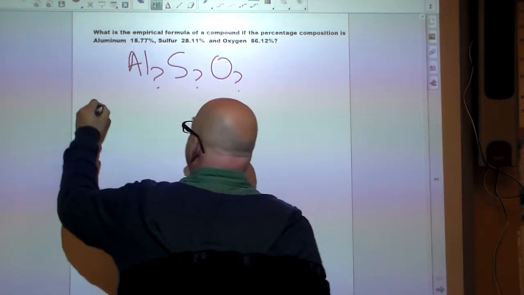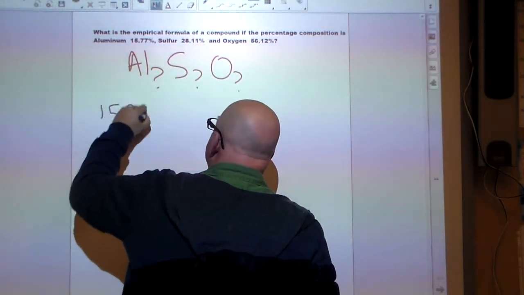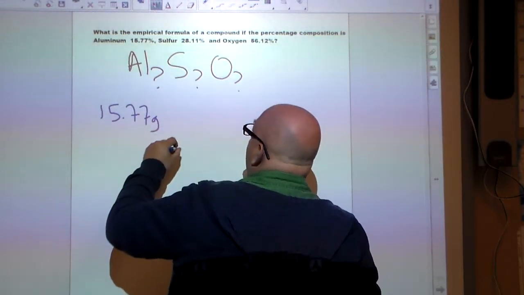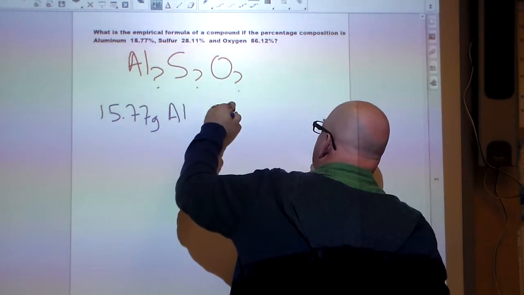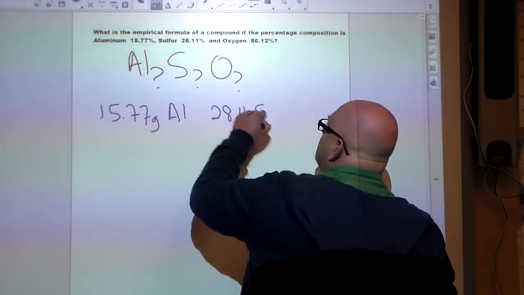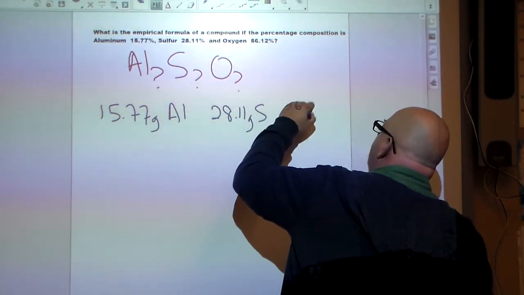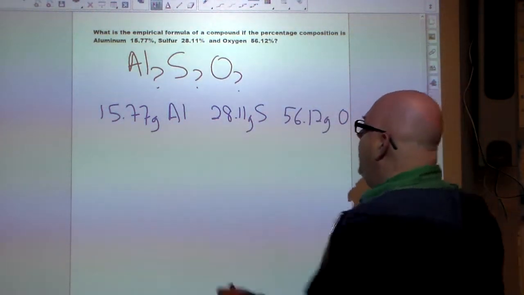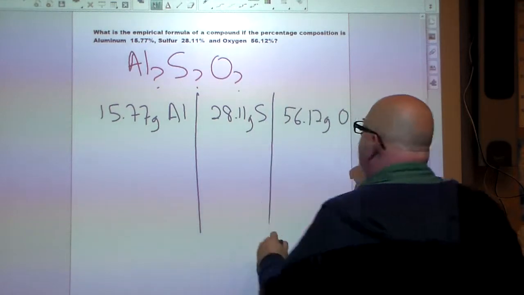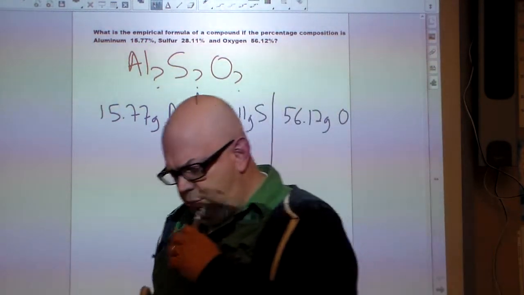So what that's going to give us is 15.77 grams of aluminum. It's going to give us 28.11 grams of sulfur and 56.12 grams of oxygen. Okay, not bad. So that would be our first step that we go through.